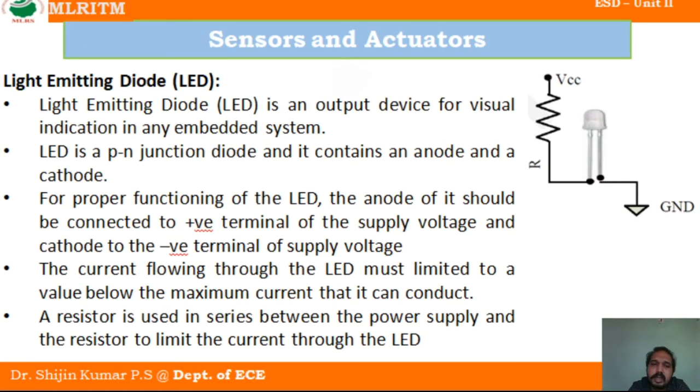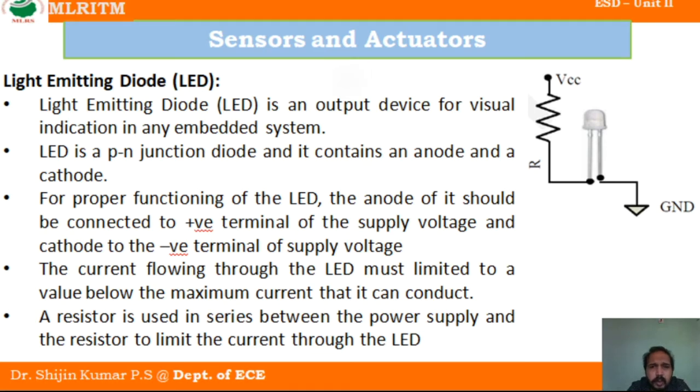So basically, what is an LED? It is simply a PN junction diode. It consists of an anode and a cathode. It has two legs, a bigger one and a smaller one. The bigger one is the anode and the smaller one is the cathode.